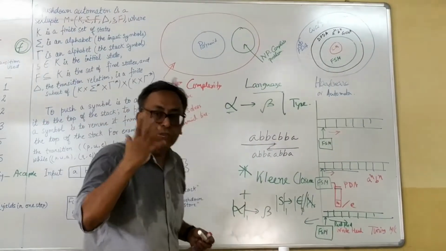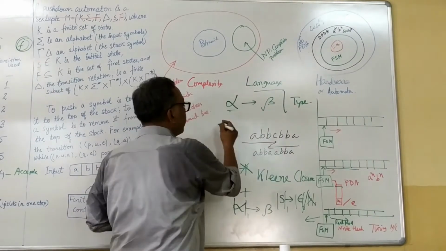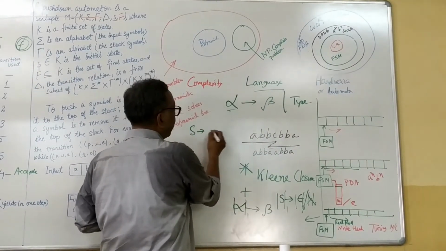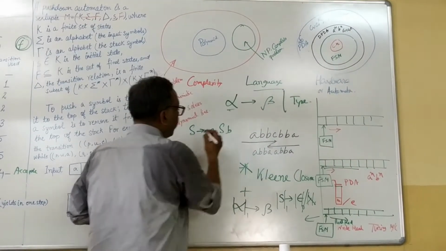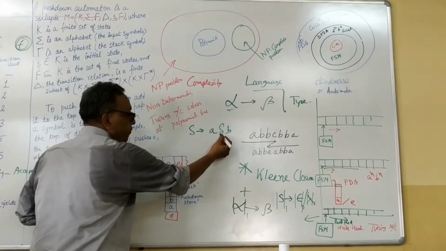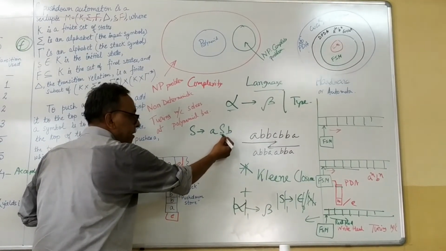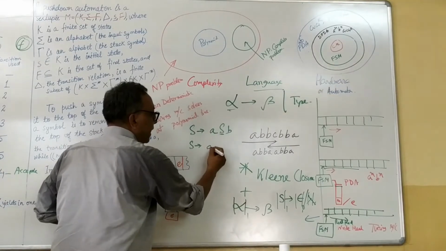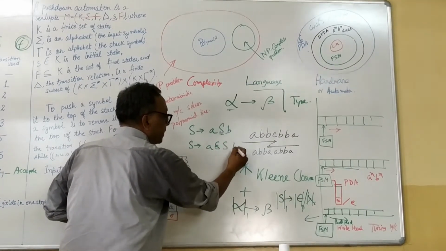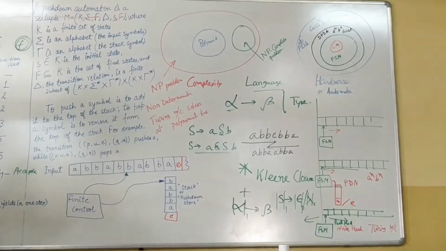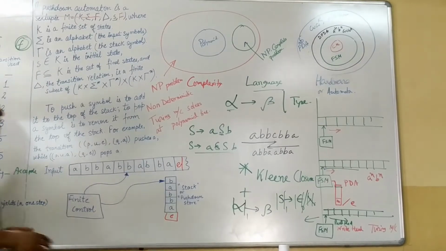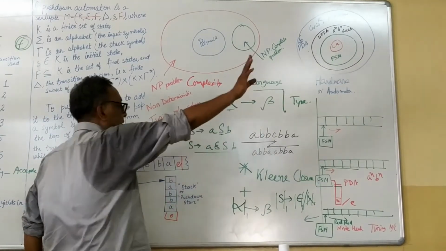Type 2 is the context free grammar. Left hand side should be 1 variable, like S, A S, B. Or your variable can be in the middle, like S, A S S S B. This is also a context free grammar. Your variable can be any string.